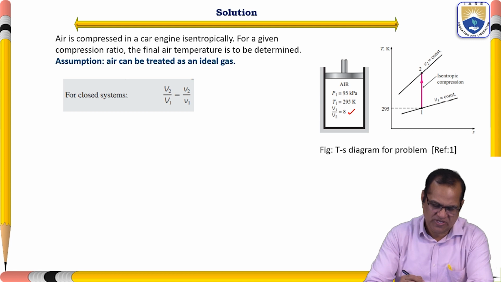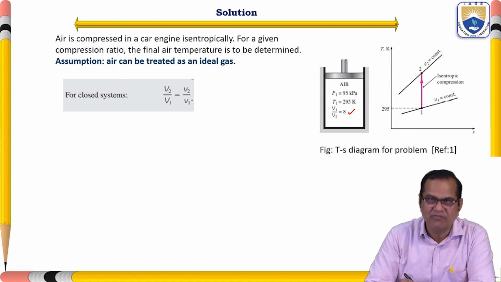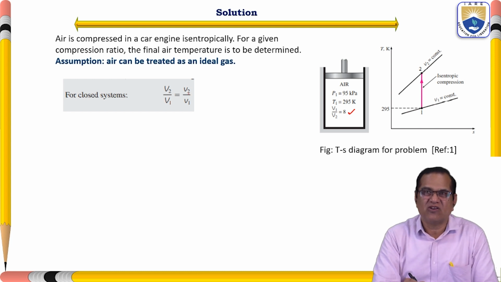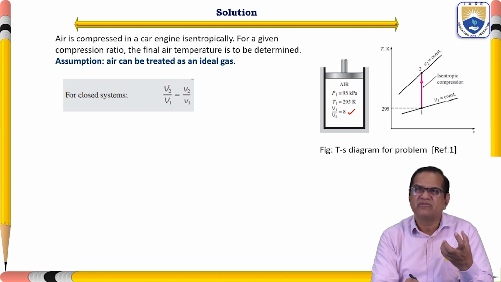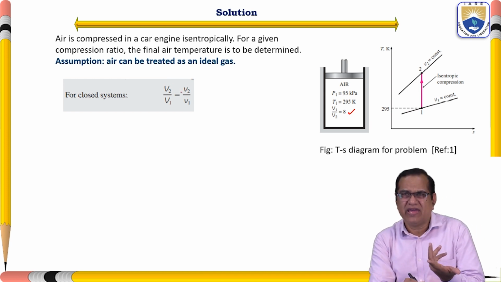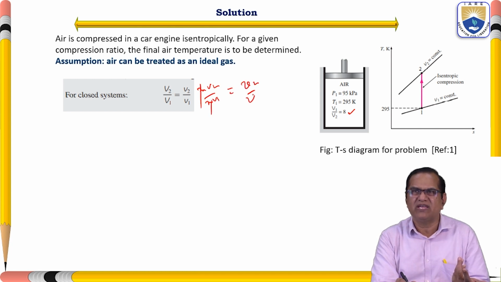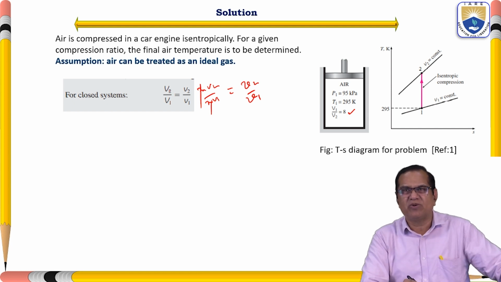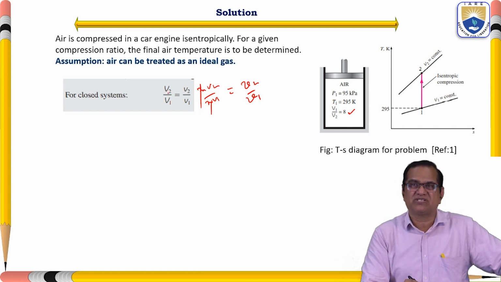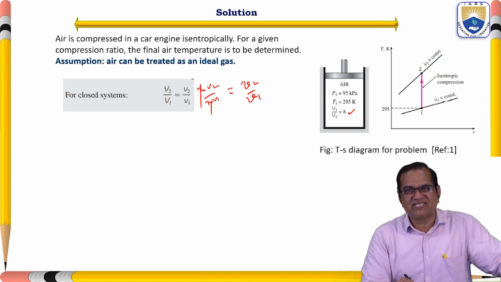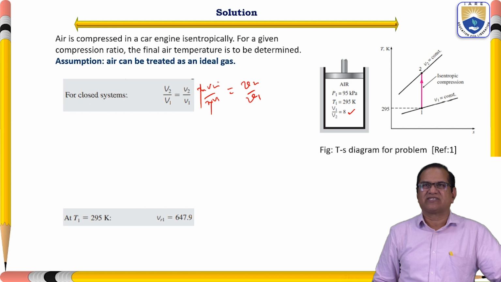For a closed system, V2 by V1 is equal to V1 by V2, and this is a specific value. V2 by V1, if it is a closed system, will be equal to m V2 by m V1; the m's cancel, and you get V2 by V1. So capital V2 by V1, that is the volume of the system, the ratios will be the same because the mass cancels, it being a closed system.